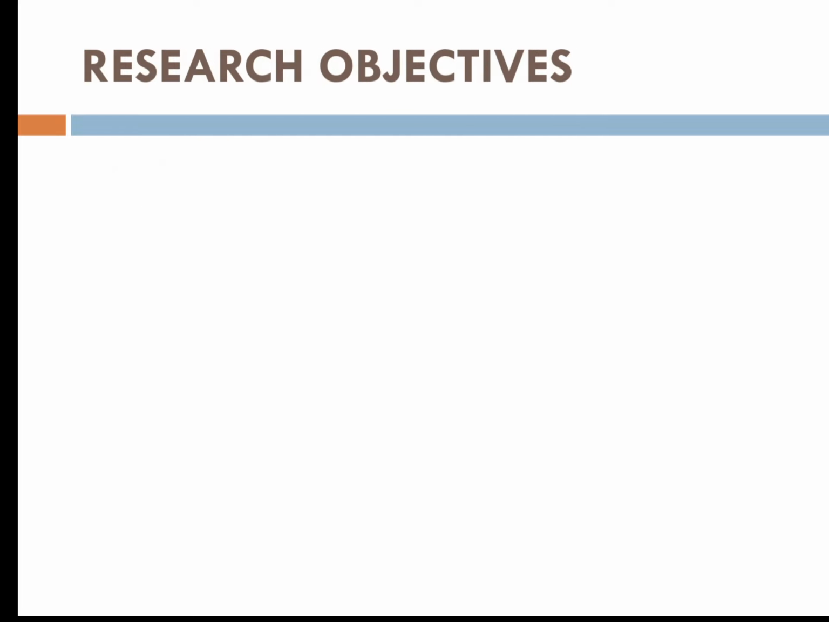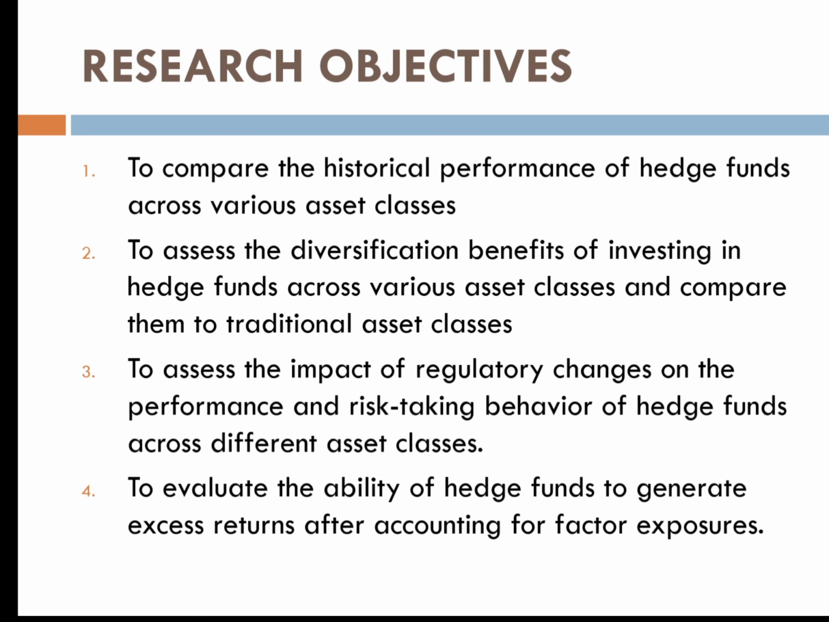Now, what's the objective of my research? So, my primary objective is to explore how hedge funds perform over various asset classes. Specifically, I aim to answer four key questions. First, how has the historical performance of hedge funds varied across different asset classes? Second, can hedge funds offer diversification benefits compared to traditional investments like stocks and bonds?